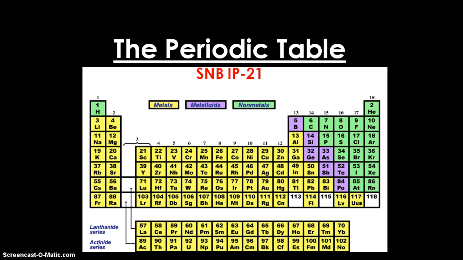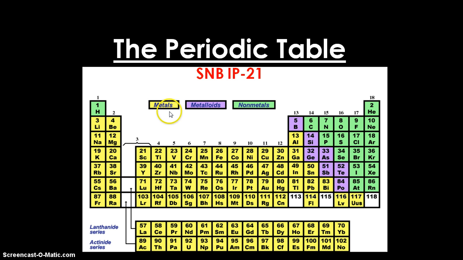Now turn to page IP21, that's the right-hand side on the next page. Title this the periodic table. You do not have to draw this picture, but at this time you should already have a periodic table that's colored and taped to the inside front cover of your science notebook. Make sure in your color that you've labeled which color stands for metals.